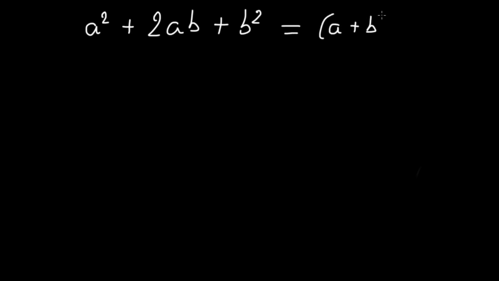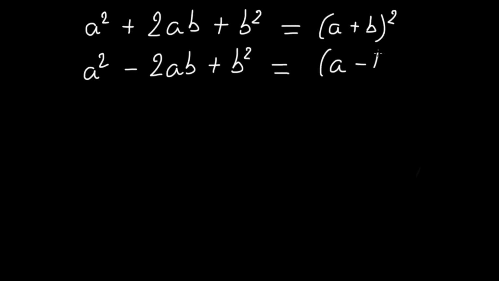In this video, we're talking about factoring trinomials by noticing they are perfect square trinomials. First of all, I give you two formulas here. A squared plus 2ab plus b squared equals a plus b squared, and a squared minus 2ab plus b squared equals a minus b squared.